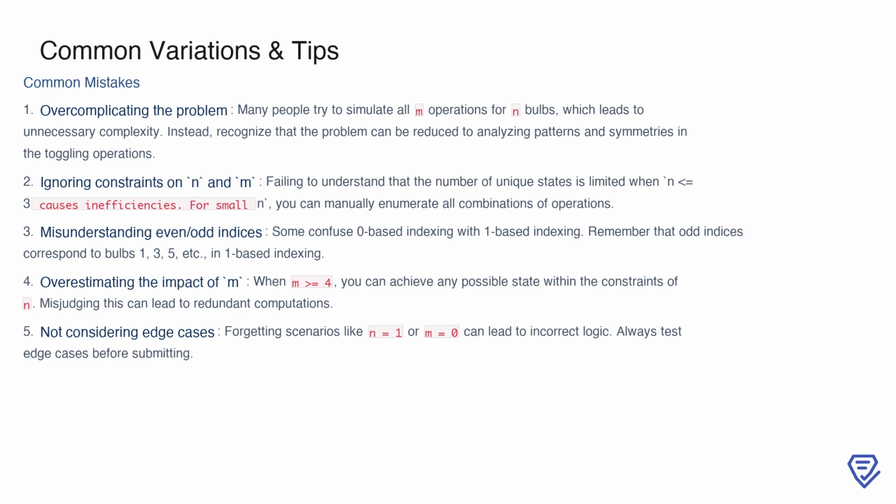Additionally, it's critical to understand the difference between even and odd indices. Remember that in 1-based indexing, odd indices refer to bulbs like 1, 3, and 5, which is something some people confuse with 0-based indexing. A further misunderstanding comes from overestimating the impact of m. When m is 4 or greater, the toggling operations allow you to reach any valid state within the constraints of n, so there's no need for redundant computations. Lastly, edge cases like n equals 1 or m equals 0 are often overlooked, leading to errors in logic. Testing these boundary conditions is crucial to ensure your solution is robust.